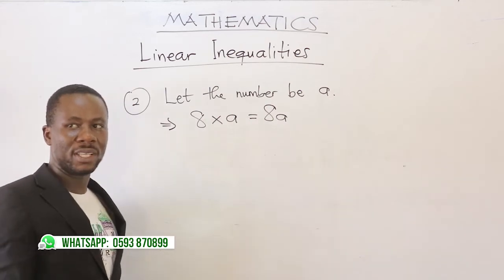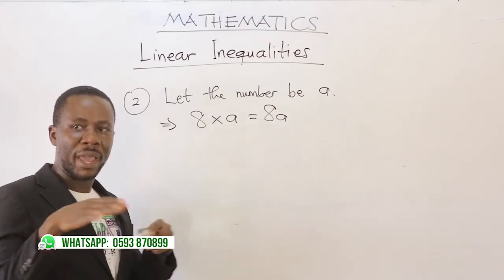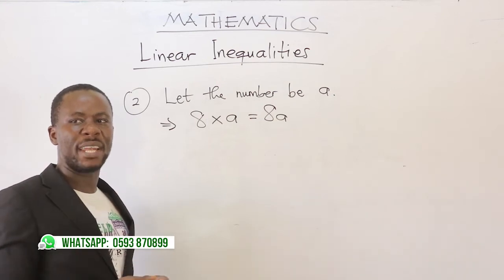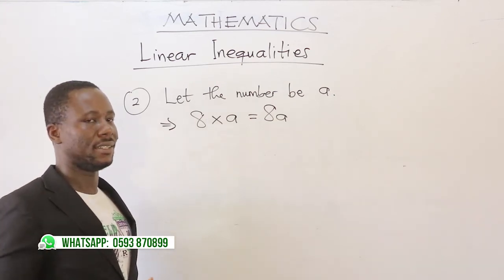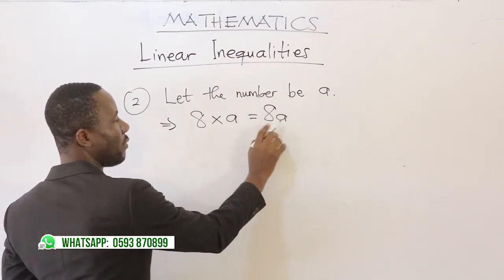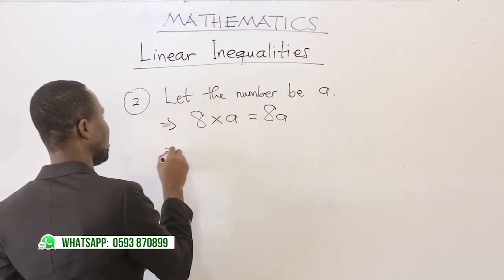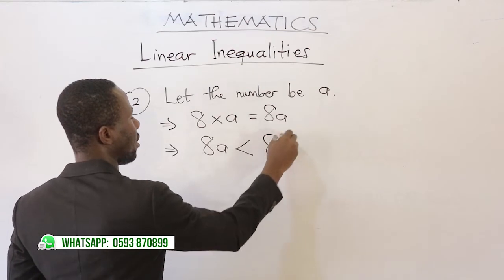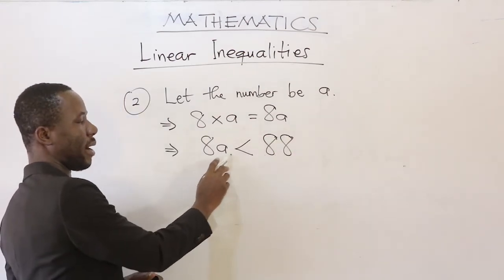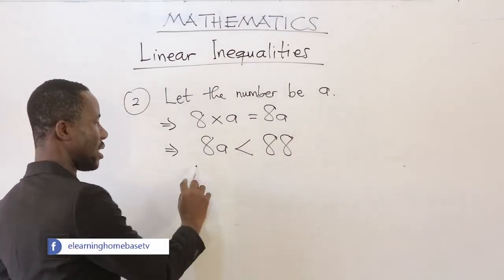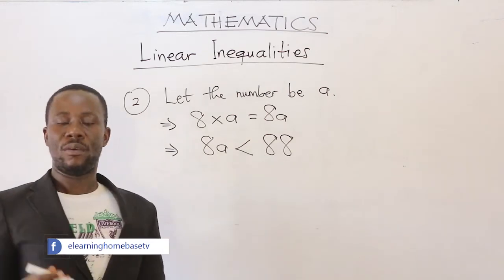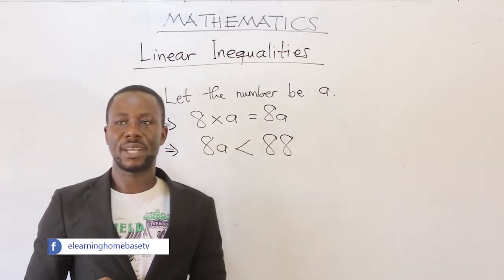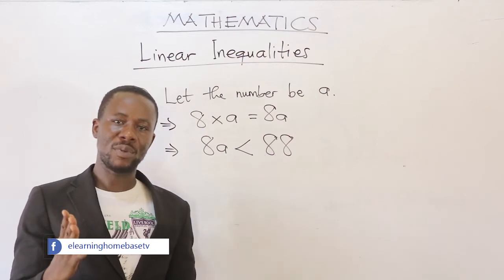So the following the question, now the main word problem is 8 times a number is less than 88. So the whole of this is less than 88. 8 times a number less than 88. So this is the mathematical sentence for the word problem. Hope you are getting this.